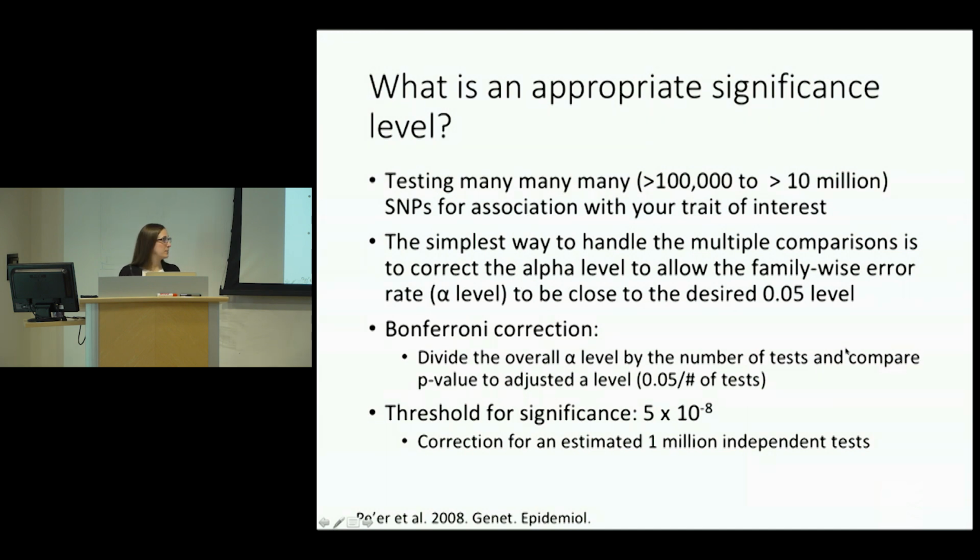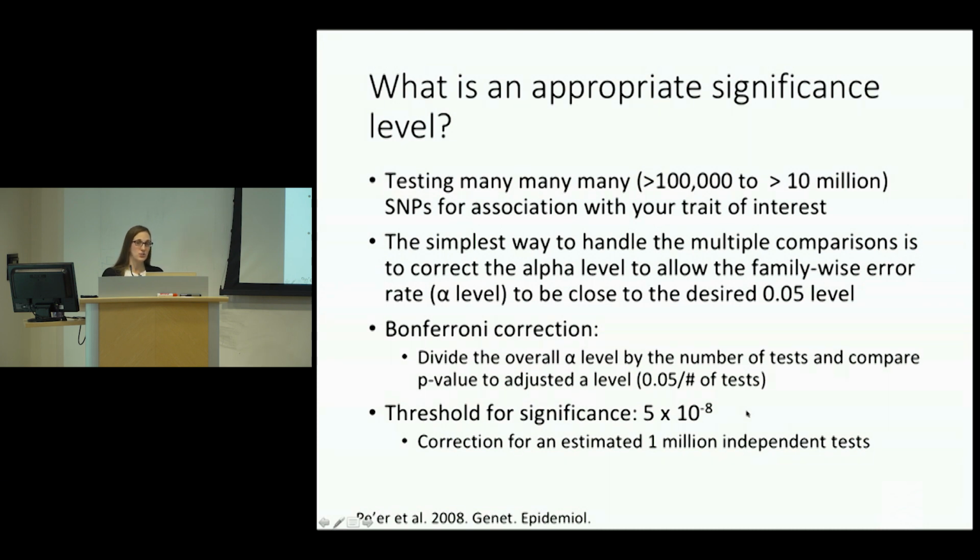Now, in GWAS we have typically been using 5 times 10 to the negative 8th. That is because it's a correction for about 1 million independent tests. In European populations, there are about 1 million independent common SNPs that have been estimated. And that's what we're using for our threshold when we test common variants.